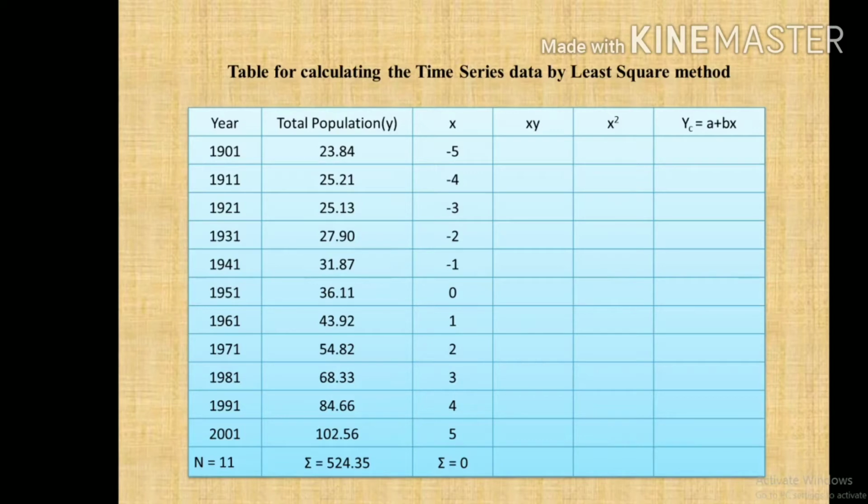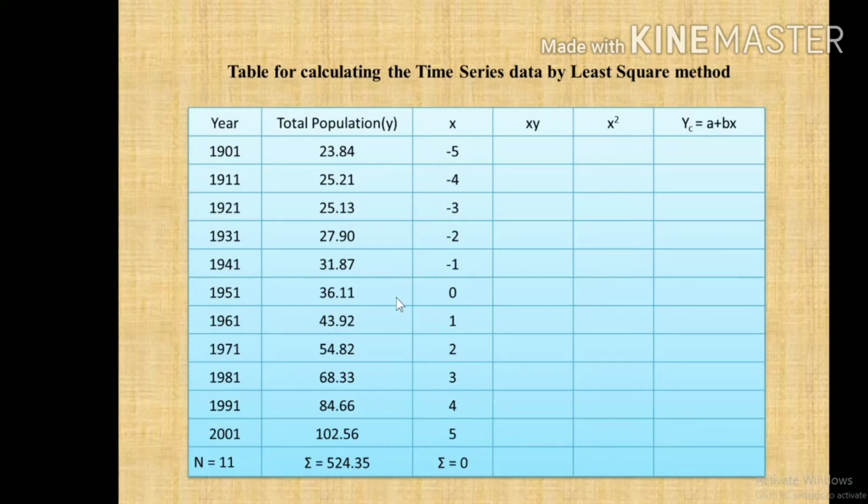This is the table for calculating the time series data by the least square method. You can see year and total population are already given in the question, and the total population is represented by y, and you have to do the summation of y, that is 524.35. The third column is represented by x. In this case, the middle value is taken as the basic year, that is 1951.